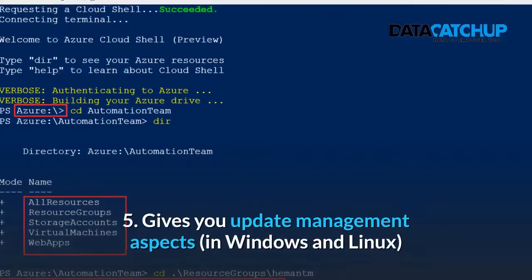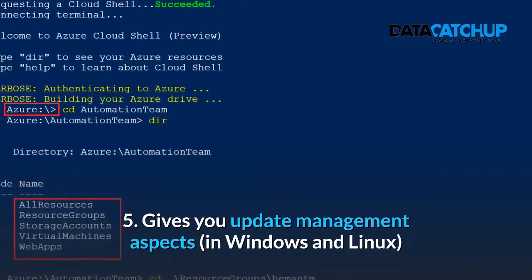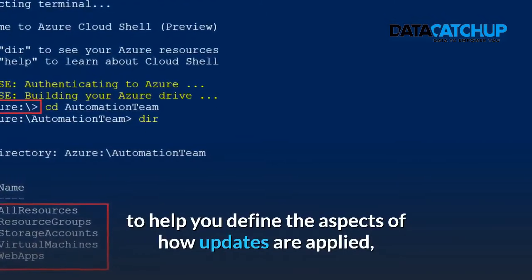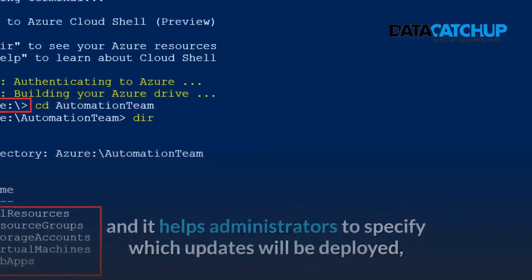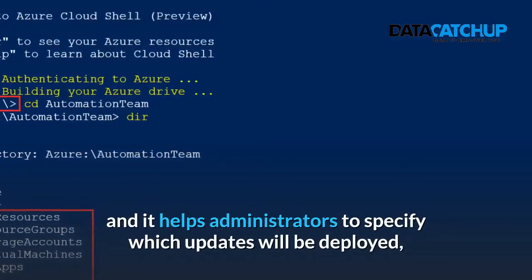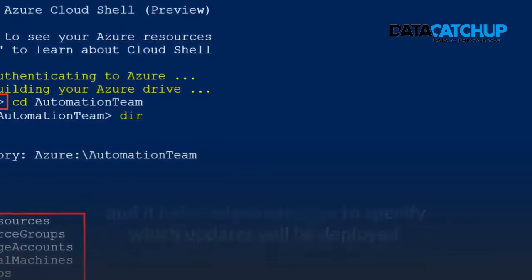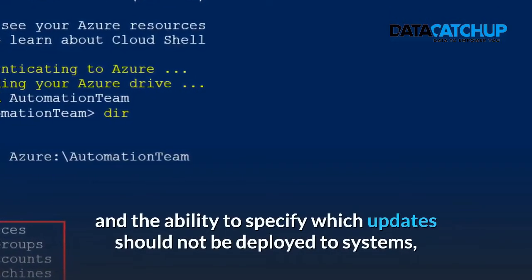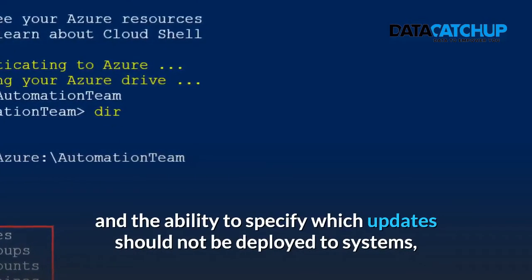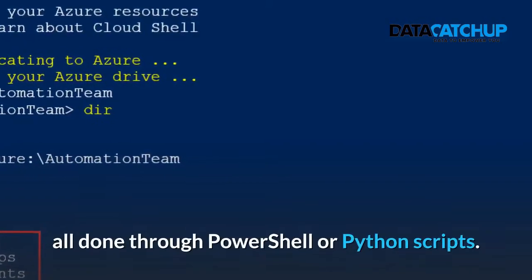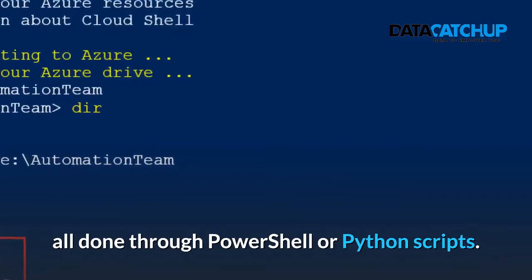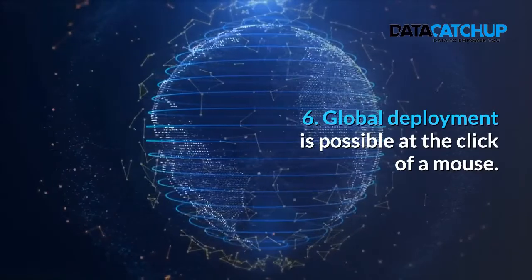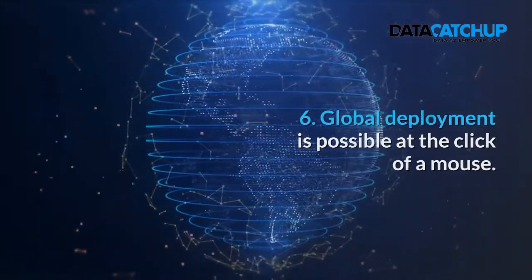Five, it gives you update management aspects in Windows and Linux to help you define the aspects of how updates are applied, and it helps administrators to specify which updates will be deployed, as well as successful or unsuccessful deployments, and the ability to specify which updates should be deployed to systems, all done through PowerShell or Python scripts. Six, global deployment is possible at the click of a mouse.